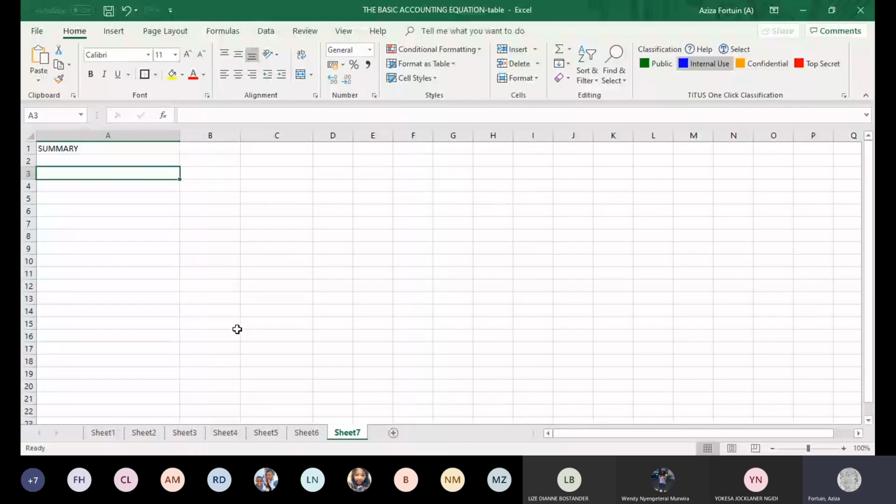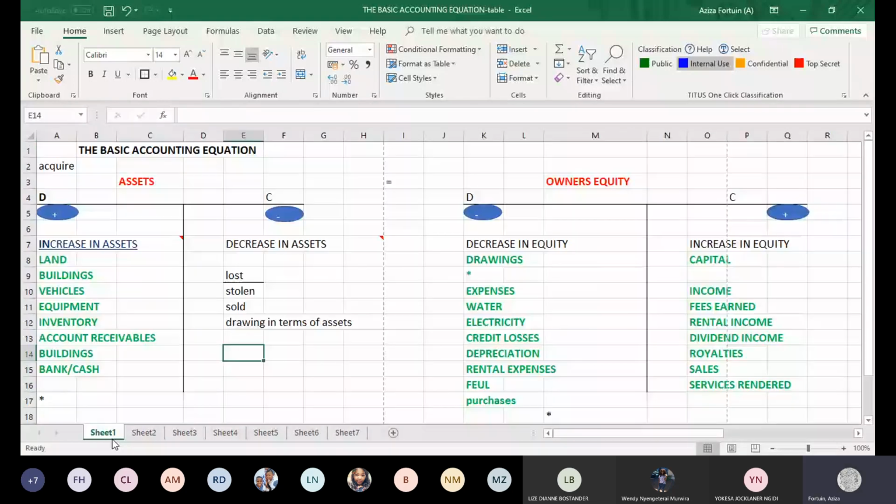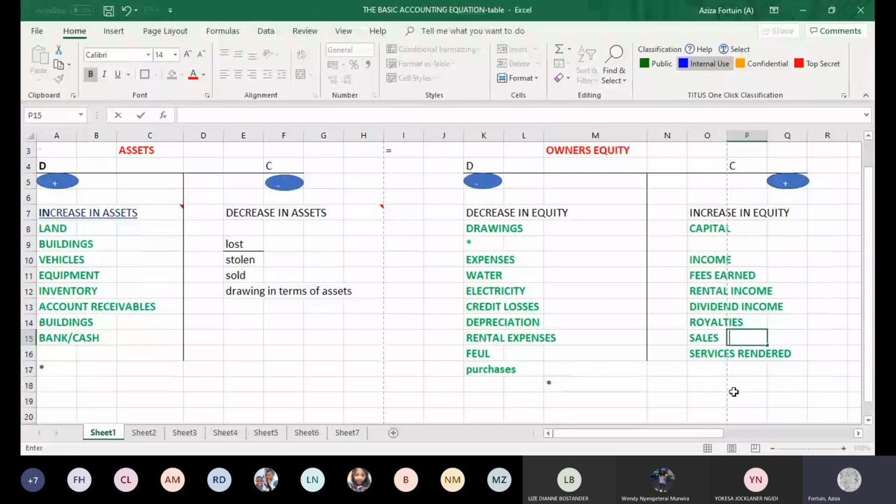Okay, let's go back to sheet 1. So, if I say that I sold stuff to Yokise for 50,000 Rand, it's going to be here. It's going to be a sale. I'm just going to make an asterisk at the bottom, otherwise I must clean up such a lot afterwards. It's going to be under that column, because I increased my wealth. And the other transaction is going to be bank, because obviously money came in the bank.